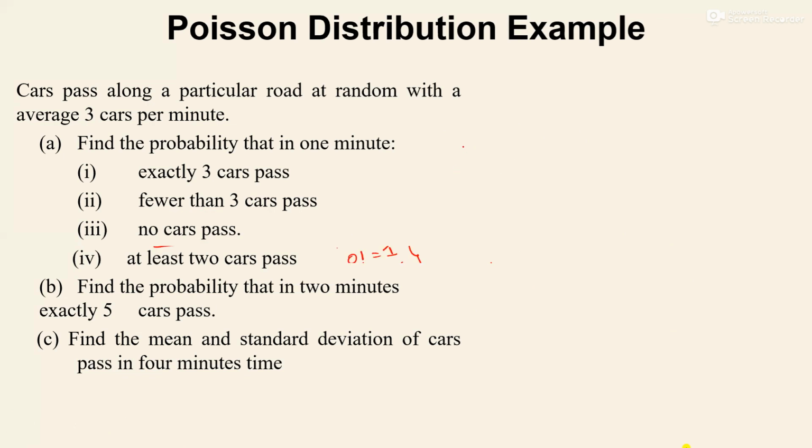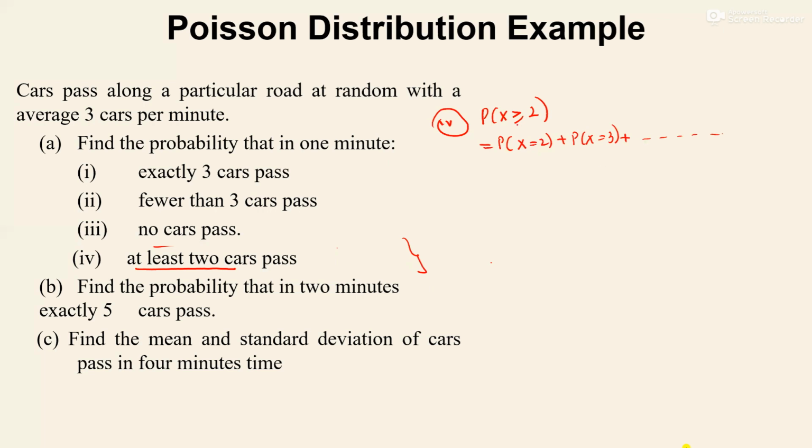In the fourth part, at least 2 cars pass. So the probability of a minimum of 2 or more than 2. Minimum 2, so probability of x greater than or equal to 2 is equal to probability of x equals 2 plus probability of x equals 3 plus dot, dot, dot, because we are not able to specify the maximum value. We don't know the maximum value.